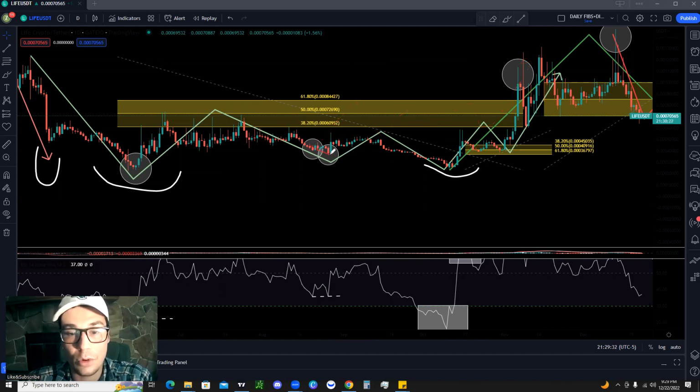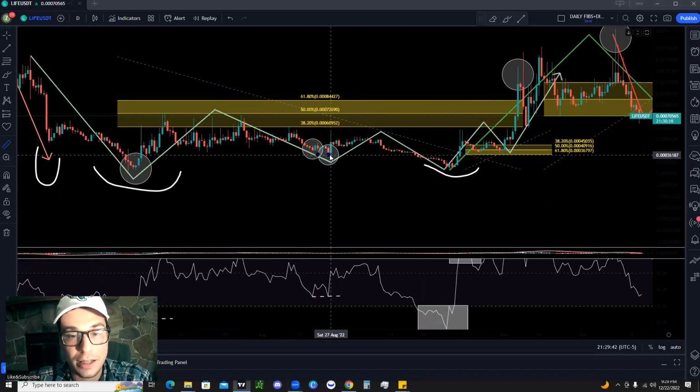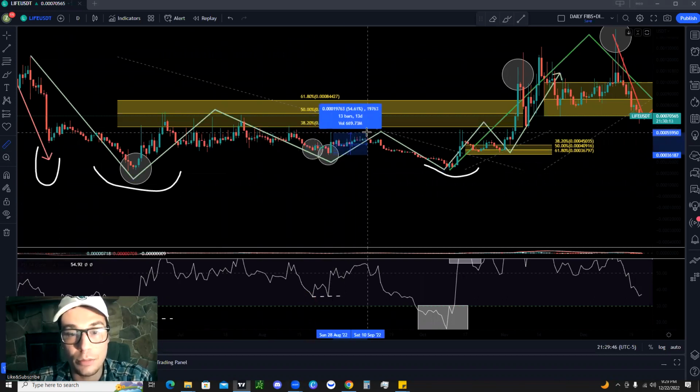Right here, we have an example of a bullish divergence again, where we just have a low, a lower low, and then we have equal lows right here on the relative strength index. This move wasn't as strong as the others. Again, no strategy is going to be 100%, and you can never predict how much the movement's going to be.